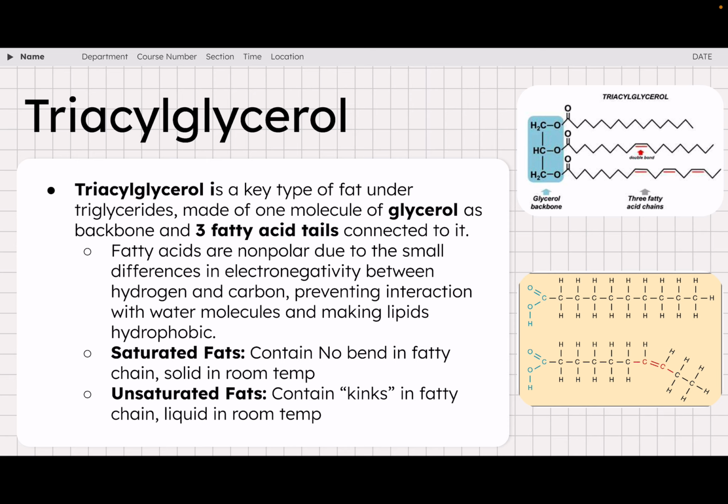And then unsaturated fats contain kinks. So let's look at the second diagram at the bottom. You can see how that red portion has a double bond of carbon. It almost causes a bend in their shape, right? And now when you stack those together, it's not as tightly packed, causing it to be liquid at room temperature. So olive oil, canola oil, and peanut oil all have a kink in their bends, right? Yeah, that's basically it.